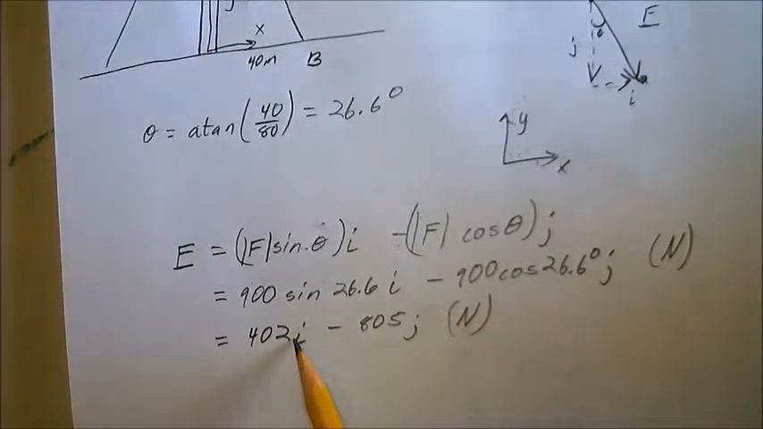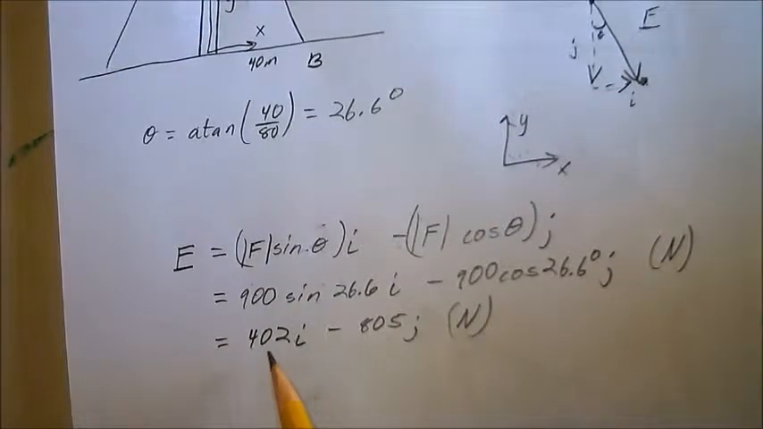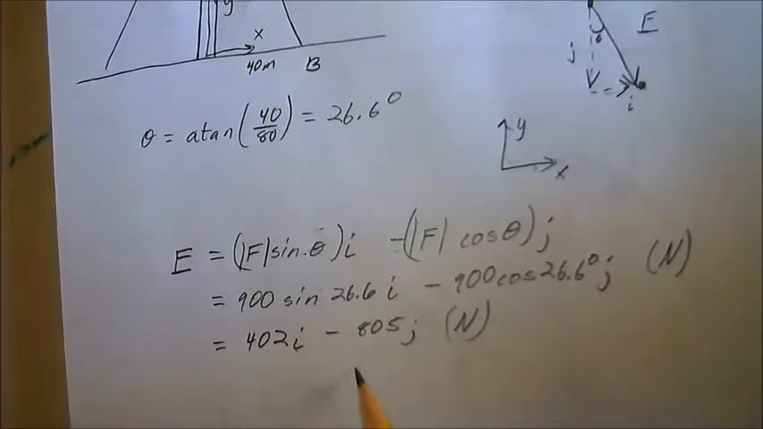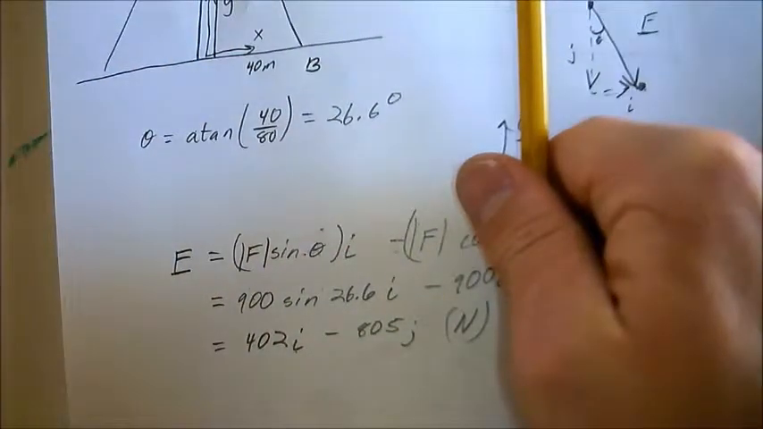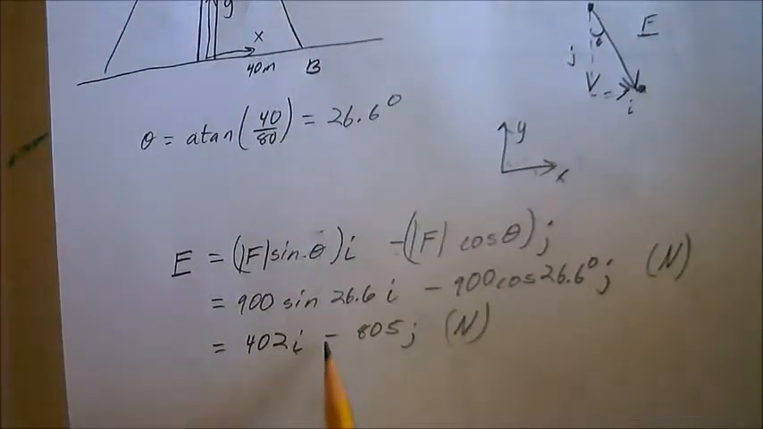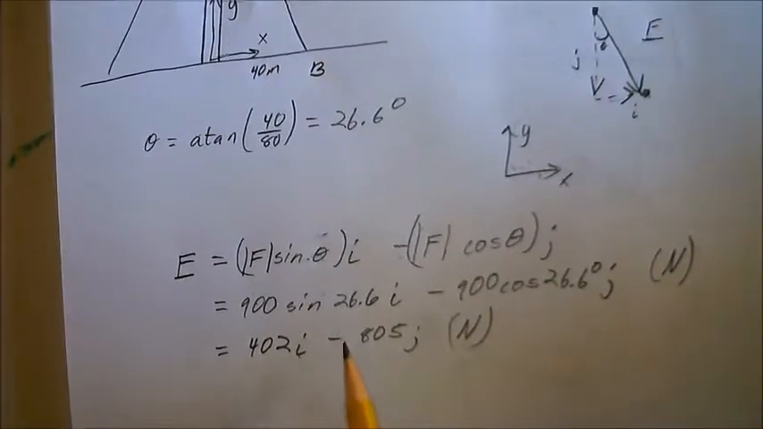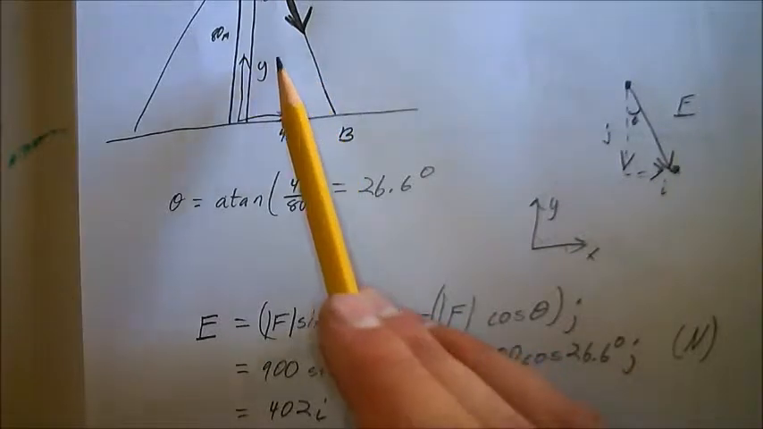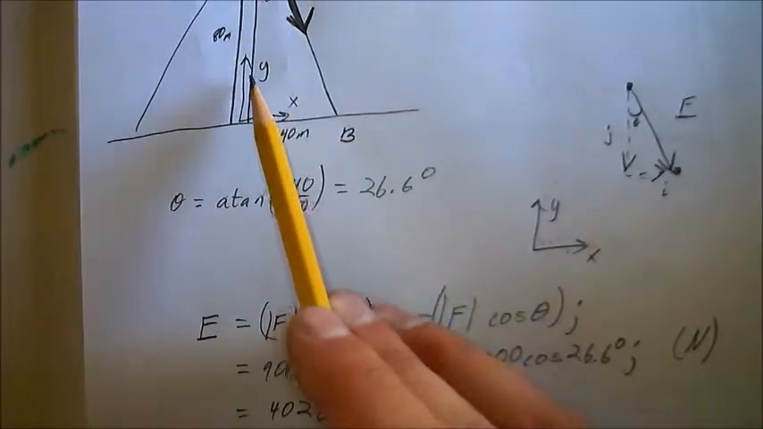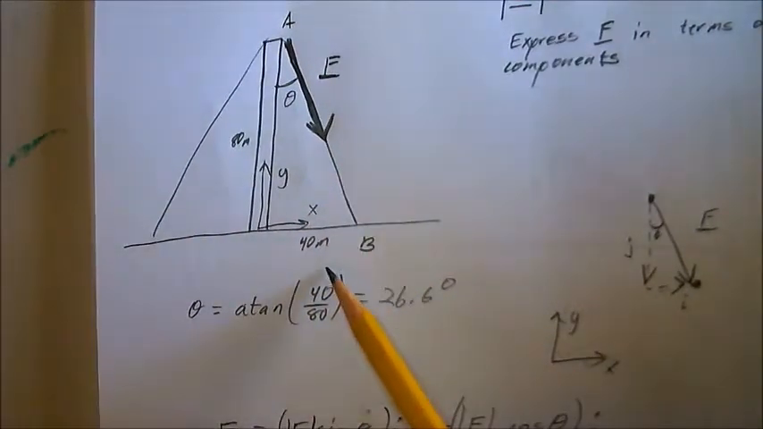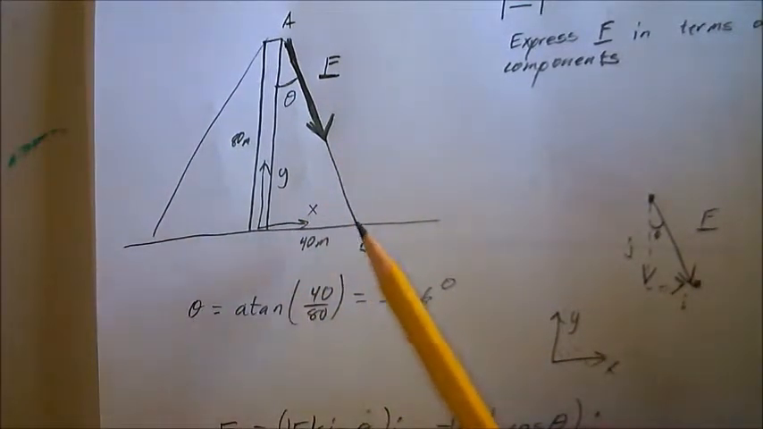So we have a component in the x direction of 402 newtons, forcing in the x direction, and then 805 newtons forcing downwards in the y direction, which makes sense. So you can always reality check yourself on these. If you look back at your picture and you look at these forces, you realize that negative is against the y up here in the picture, so it has to be pulling down. And these are tension cables, so yes, they are pulling down.